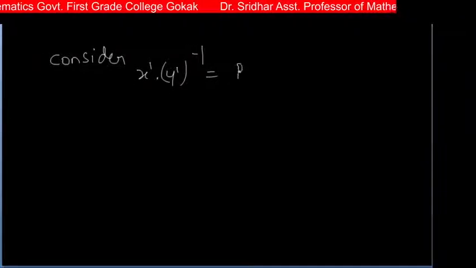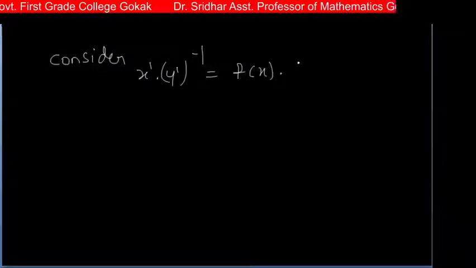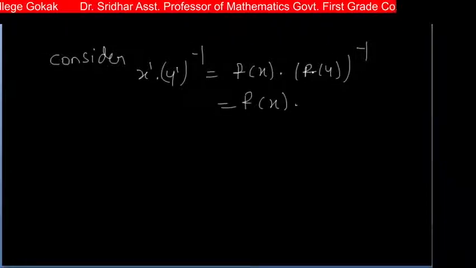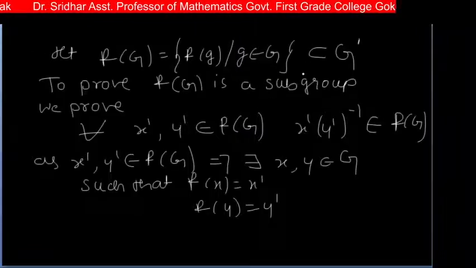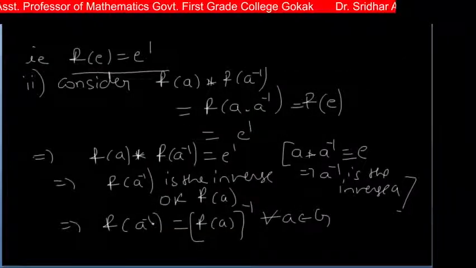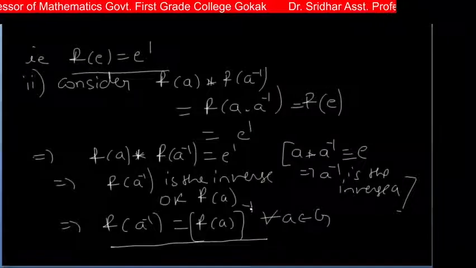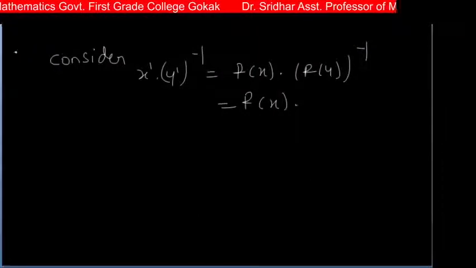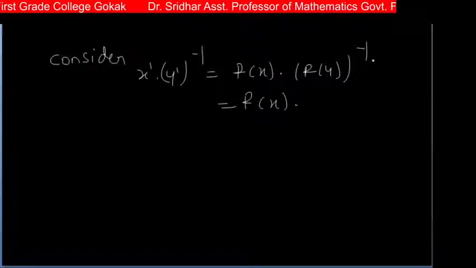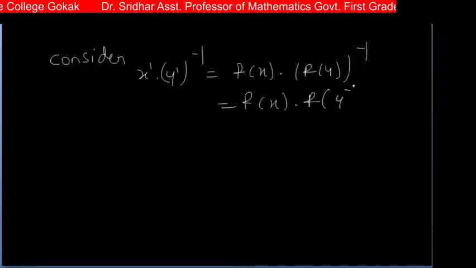So now consider x dash y dash inverse, which is equal to f of x, since x dash is nothing but f of x, into y dash, which is f of y, whole inverse. By the previous theorem, f of a inverse is equal to f of a whole inverse. In the same way, f of y whole inverse is nothing but f of y inverse.